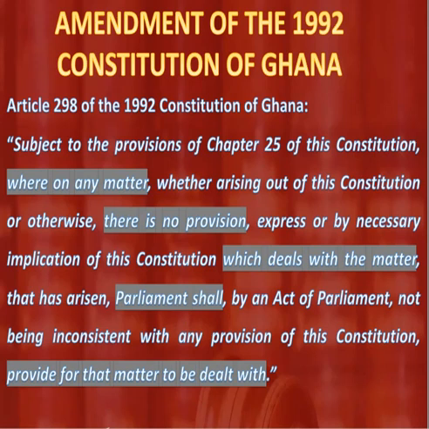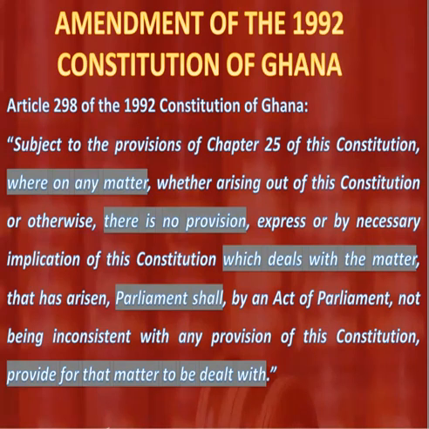Because you see, no matter how much the framers of the Constitution may have been very wise in their superior wisdom, it may not be possible for them to look at all of the things that can happen in human society to enact laws to deal with them. And therefore, if it happens that there was an omission or there's a lacuna, a gap anywhere, Parliament has been given the power under Article 298 to fill that gap.